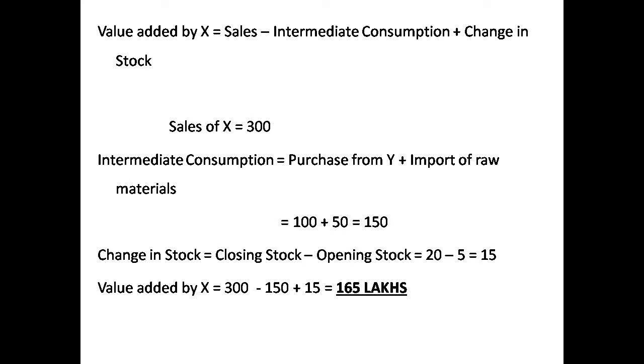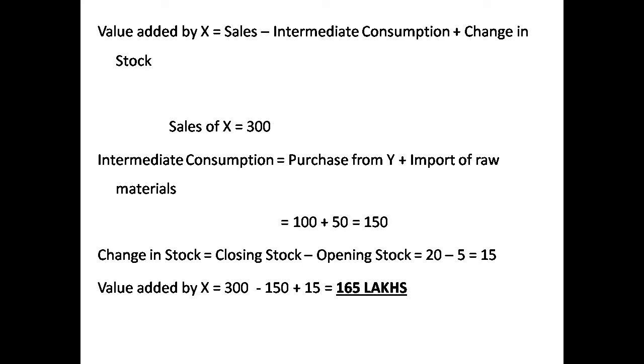Change in stock is closing stock minus opening stock. For firm X it is 20 minus 5, you get 15. So value added by X is sales, that is 300, minus intermediate consumption, that is 150. 300 minus 150 plus change in stock is 15. So 300 minus 150 plus 15, you get 165 lakhs. So that is the correct answer.